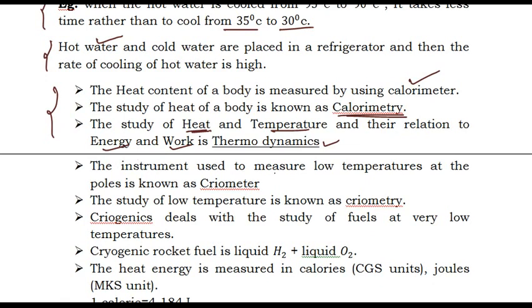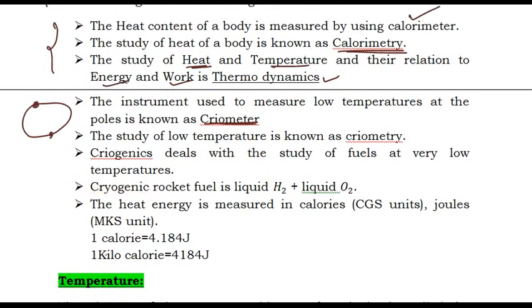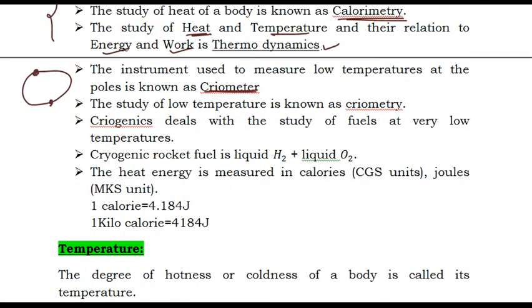And the instrument used to measure the low temperature at the poles is called a cryometer. At the poles we know that you'll have very low temperatures, and the instrument used to measure these low temperatures is called a cryometer. And the study of low temperatures is nothing but cryometry. And you see fuels like cryogenics. You might have heard the name cryogenics. In rockets the fuel is used. This cryogenics deals with the study of fuels at very low temperatures. And you know that the cryogenic fuel of a rocket is nothing but liquid hydrogen and liquid oxygen.